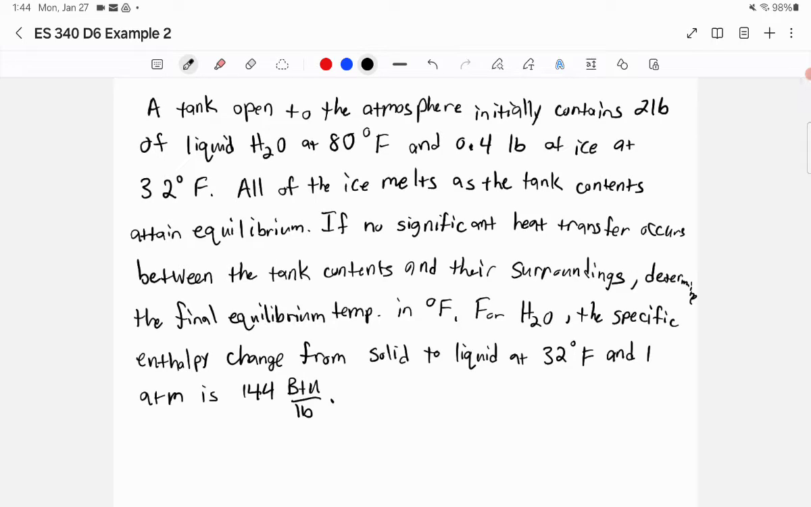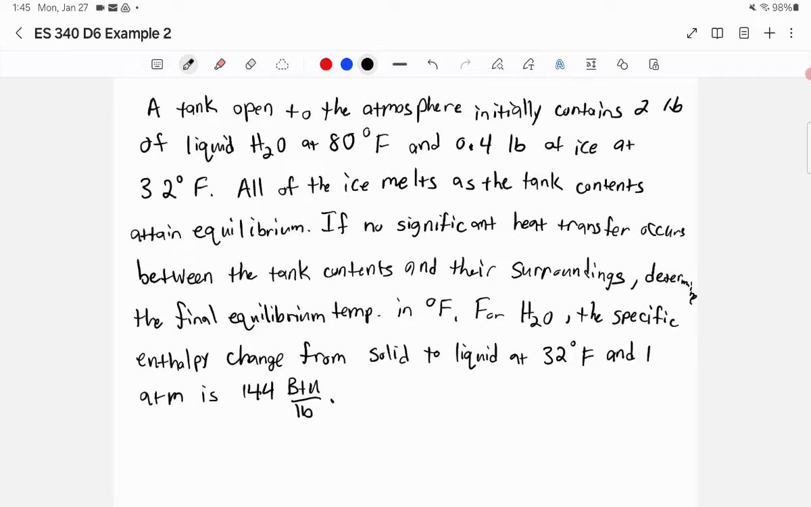And what we have here is a tank open to the atmosphere. Initially contains 2 pounds of liquid water at 80 degrees Fahrenheit and 0.4 pounds of ice at 32 degrees Fahrenheit. So it has a mixture of 2 different substances here.